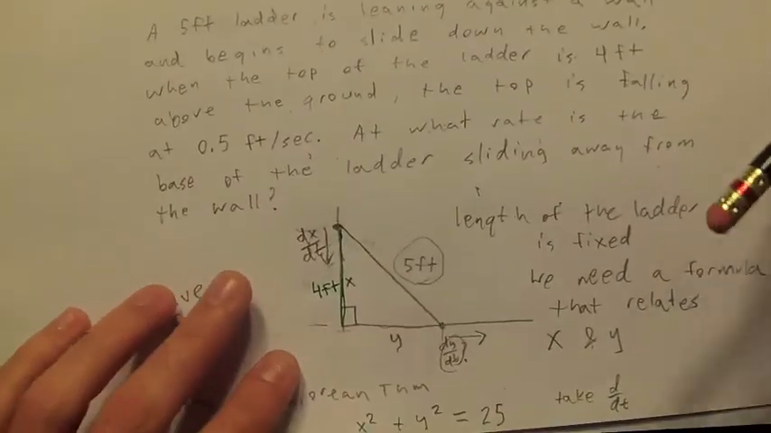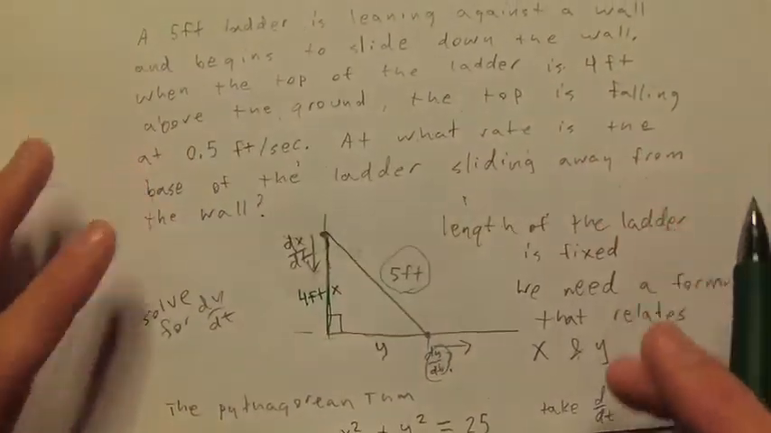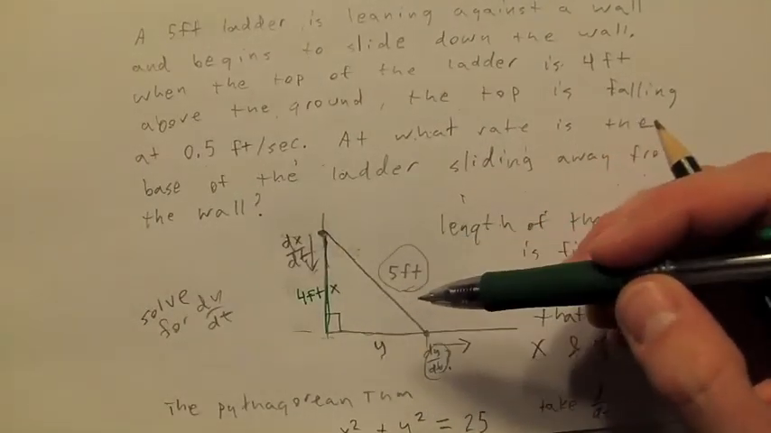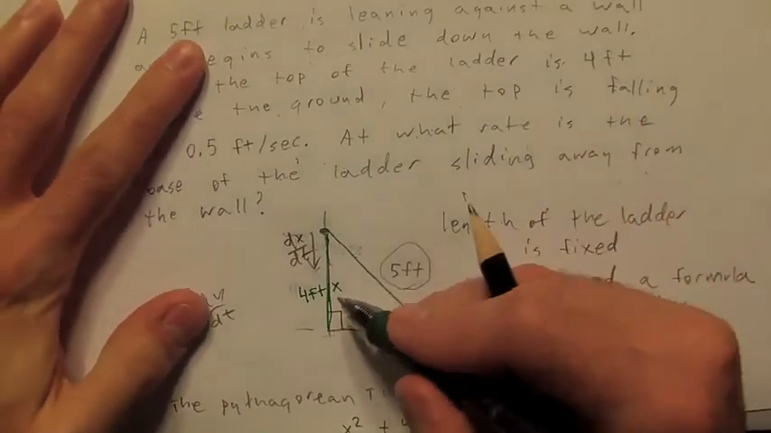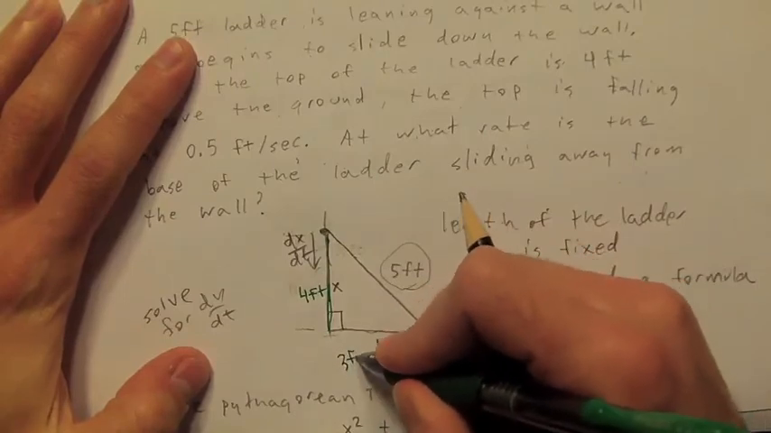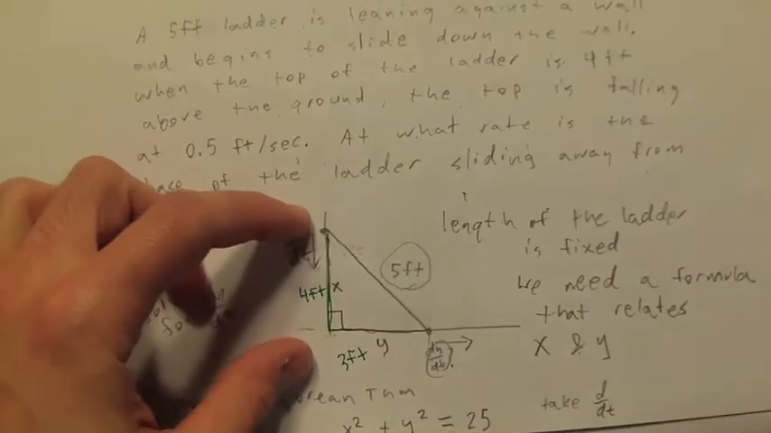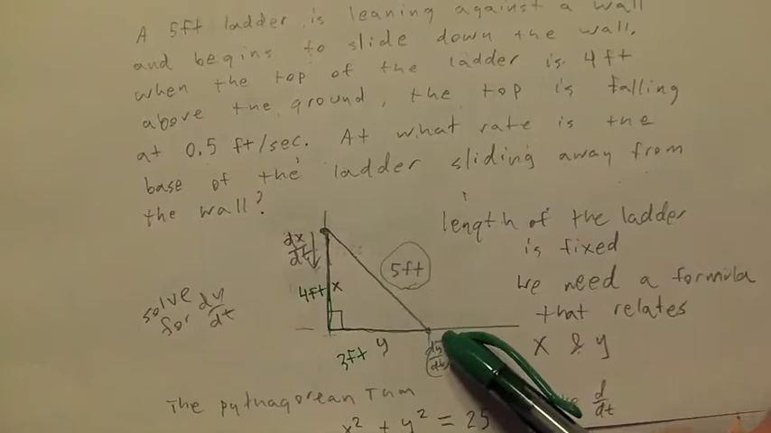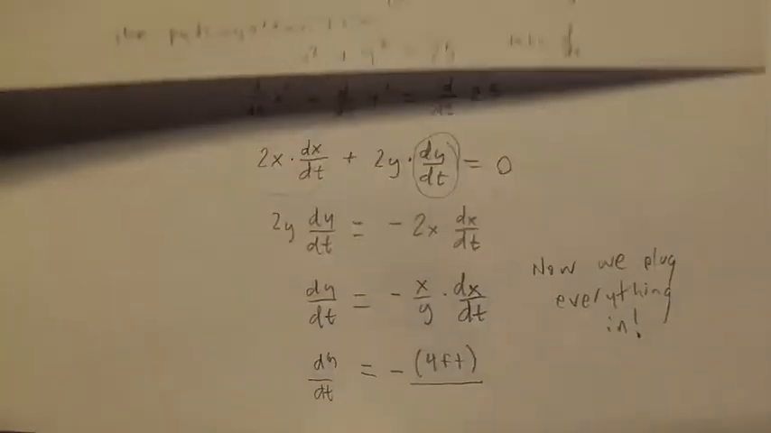Now y, do we have y? Well, we are not told y, but we can actually find the missing piece using the Pythagorean theorem. Okay, and this is one of our special triangles. If this is 4 feet and this is 5 feet, what must this be? 3 feet. Okay, so the moment when the top of the ladder is 4 feet above the ground, the distance from the wall to the base of the ladder must be 3 feet. So I'm going to go ahead and put that in for y.